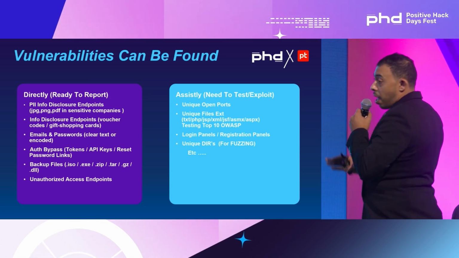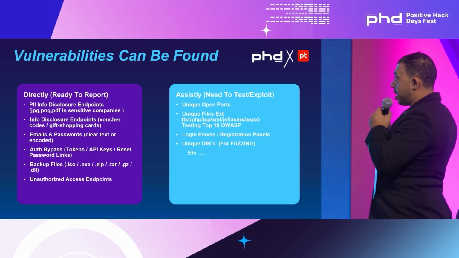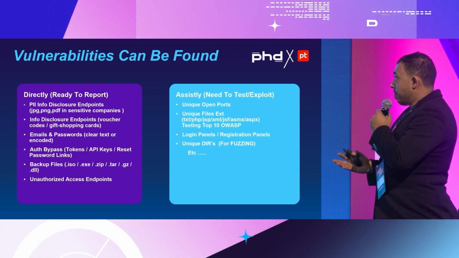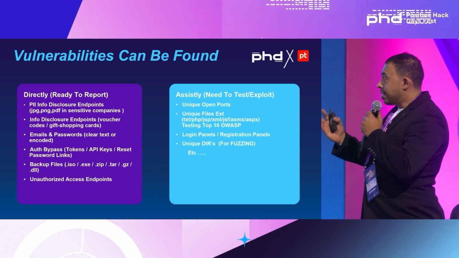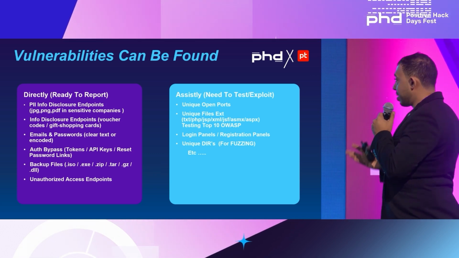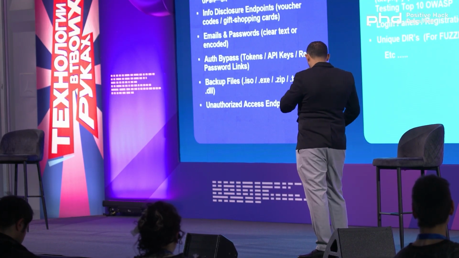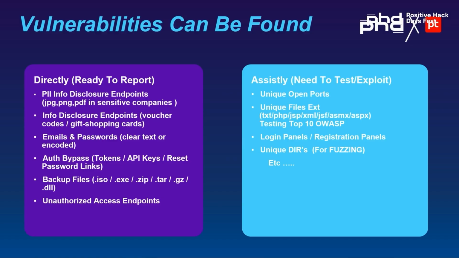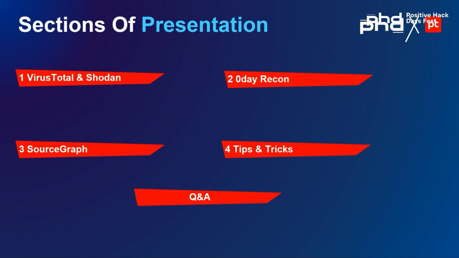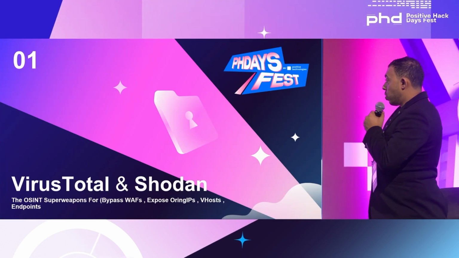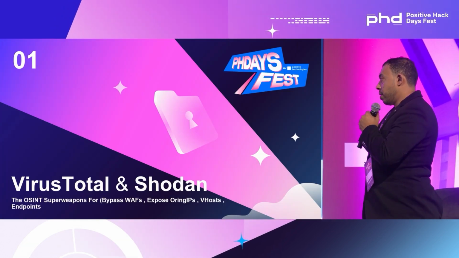That's directly. And at the same time, it assists us in testing, for getting unique open ports, unique file extensions such as PHP, ASPX, ASMX, all of this stuff, and login panel endpoints, registration panels, unique directories, and after that we can start fuzzing for that. The sections that we will have today are VirusTotal and Shodan, zero-day recon, and Sourcegraph for dorking and tips. So now let's start with VirusTotal and Shodan.